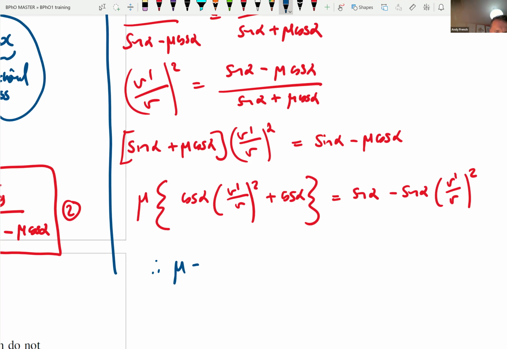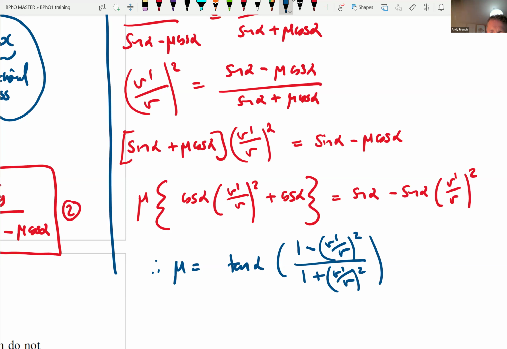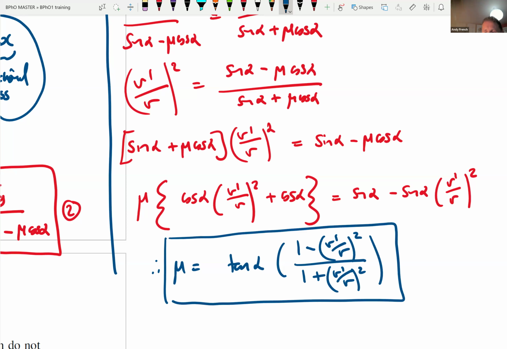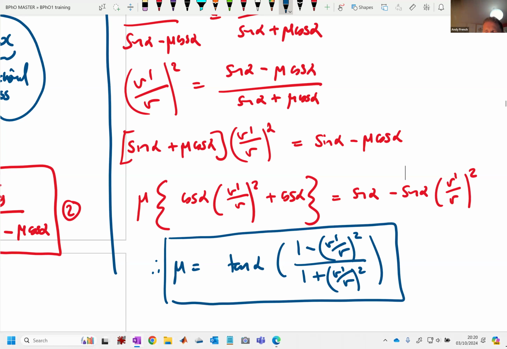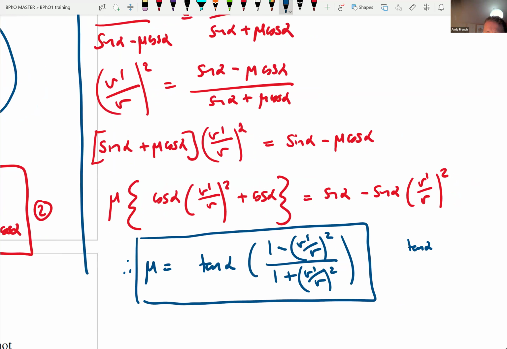So therefore, mu is going to be, we just factor out the sines and the cosines. So we've got sine alpha over cos alpha, which is tan alpha. And then on the top we've got 1 minus v dash over v squared, and on the bottom we've got 1 plus v dash over v squared. And that is the expression we want. Just eyeballing what we've got, remember I've factored out the sine alpha on one side, the cos alpha on the other side, and we've used our identity that tan alpha is sine alpha over cos alpha. So a little bit of trig.